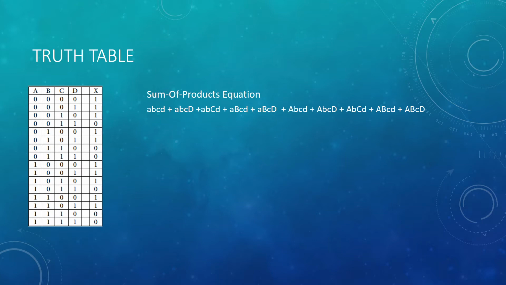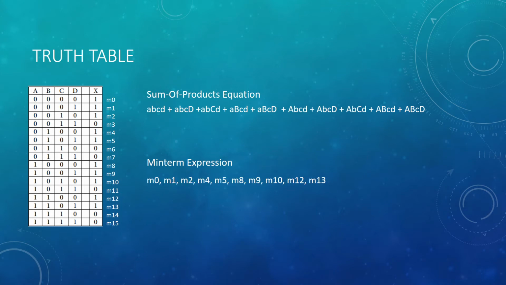Alright, let's start with something familiar. Truth tables we've already done a couple times before. We know that one of the things we can learn from them is the sum of products, and another thing is the minterm expression. The minterm expression is important because that's where we get the numbers next to the columns from, which we will be using later on for K-maps.